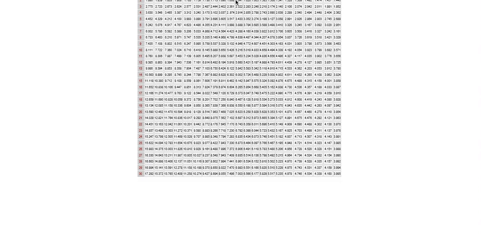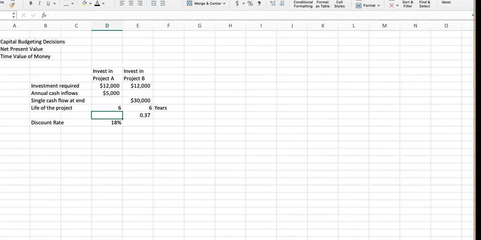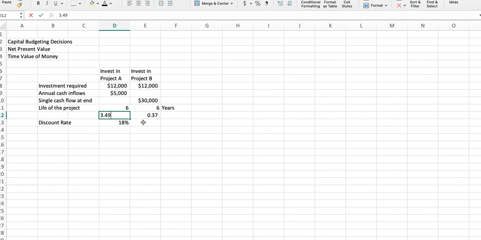Okay, so I went and found a table, and I'm not sure you can see the top of this right now, but here's my 18% column. Here is my 6 period. So this 3.498 is what I need, and I'll explain this to you. Now, again, you can use a financial calculator. You can use Excel. I'm using the factors because that's the way they teach it in your book.